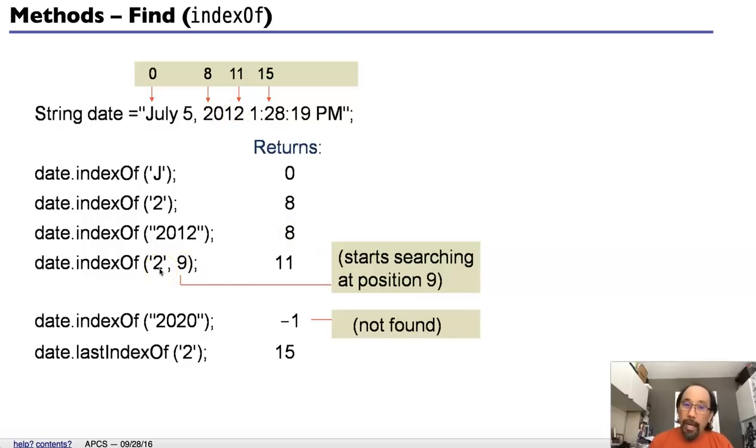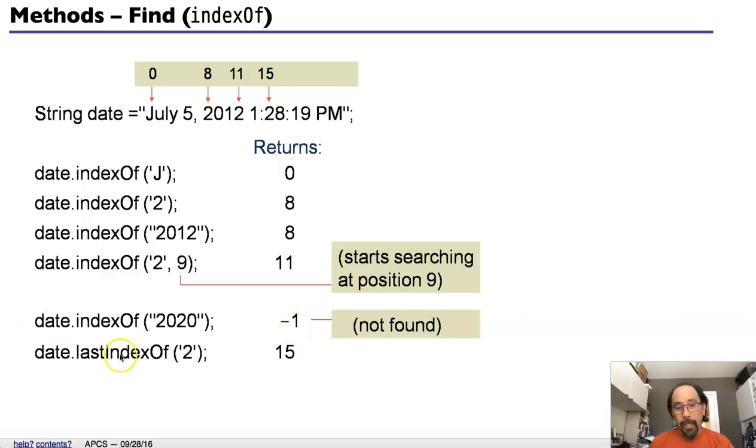I could say look for the first 2 starting at position 9. So it'll say, okay, I'm going to start at position 9 and start looking for a 2. Oh, I found it right here at position 11. If I were to search for something that does not exist, either a string or a character that is not found within the string, it will return a -1.